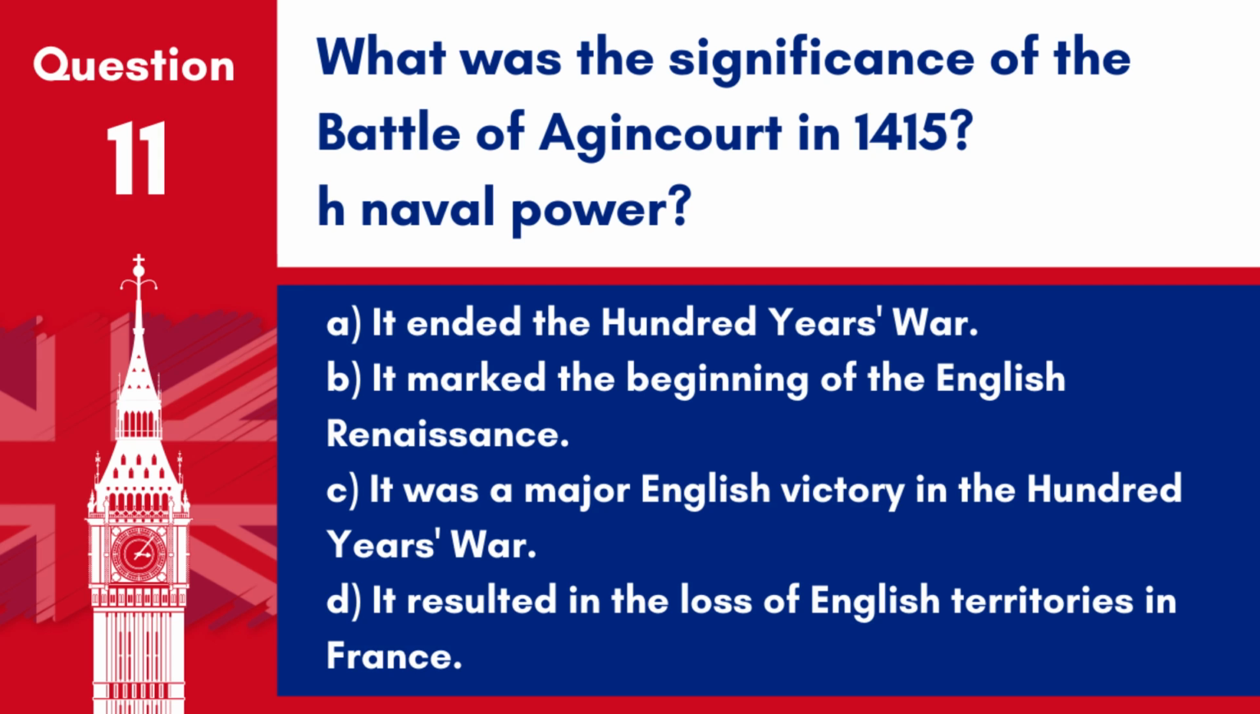A. It ended the 100 Years' War. B. It marked the beginning of the English Renaissance. C. It was a major English victory in the 100 Years' War. D. It resulted in the loss of English territories in France. Answer: C. It was a major English victory in the 100 Years' War. The battle is noted for the use of the English longbow, which was pivotal in the victory.